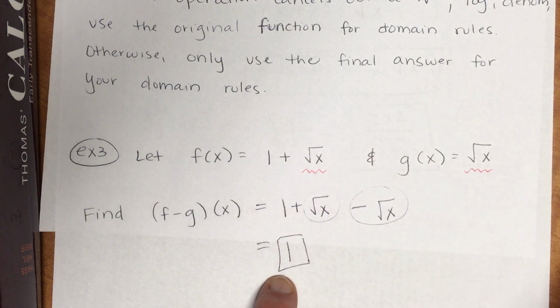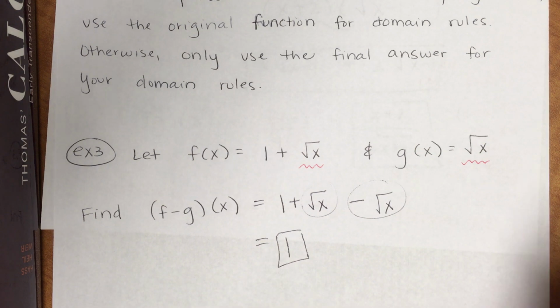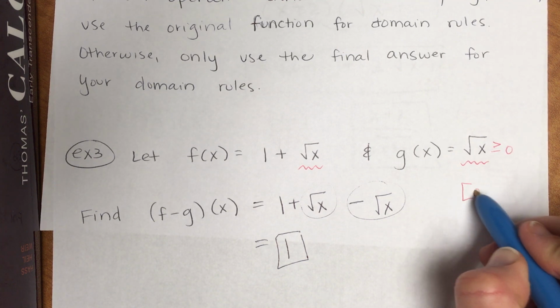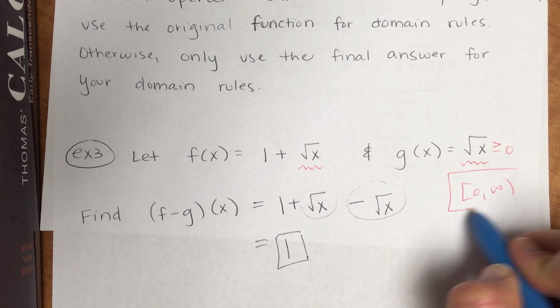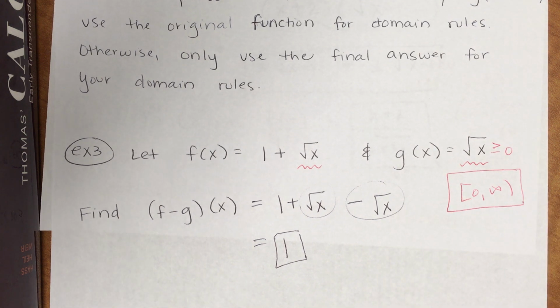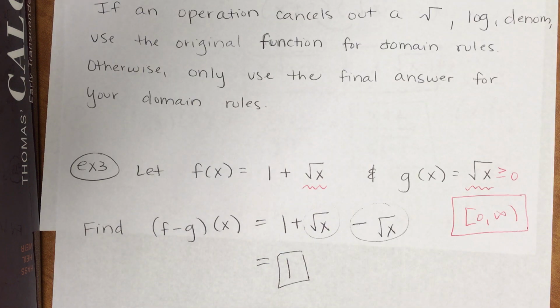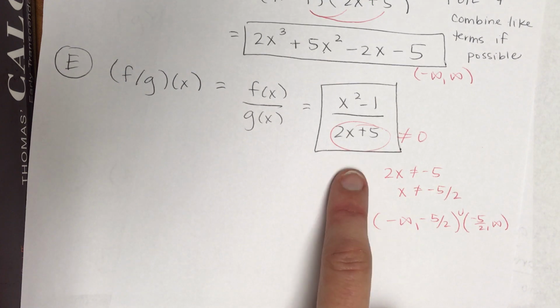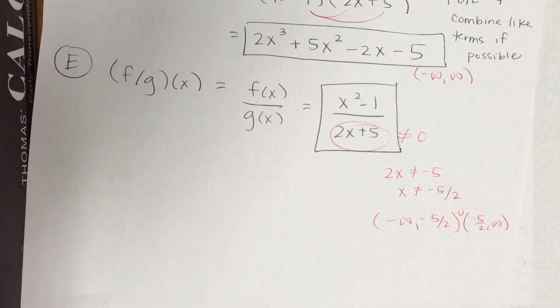But I originally had a square root. So I need to go back and look at the original problems because it got canceled out and my domain has to follow the original equations. If that's confusing, don't worry, it won't happen very often except maybe a problem or two on homework. I don't want to try and trick you. Just use your original equations to come up with your domain. I mean your final answers, and just like normal, come up with your domain.